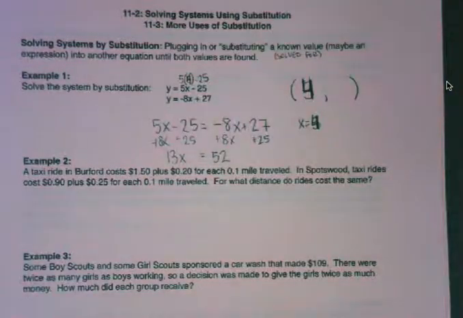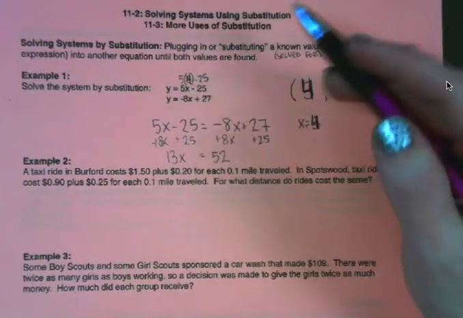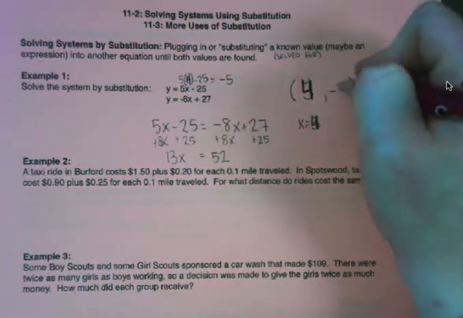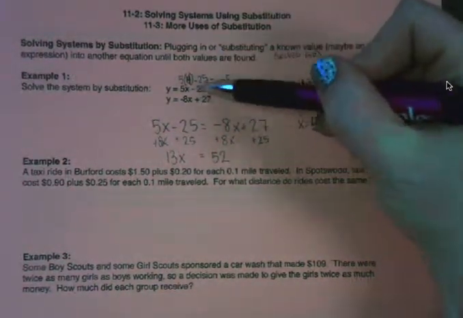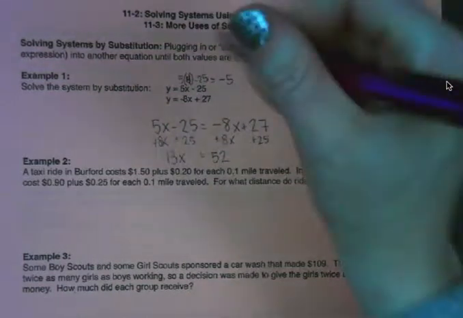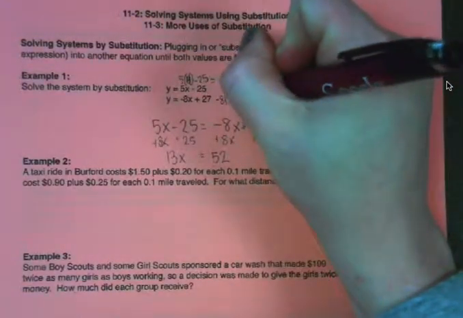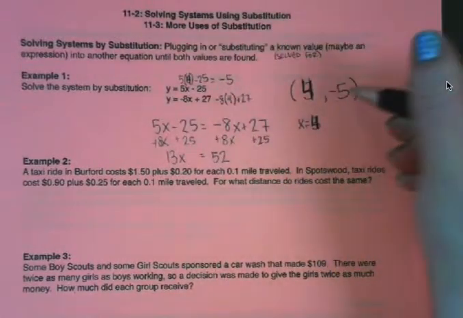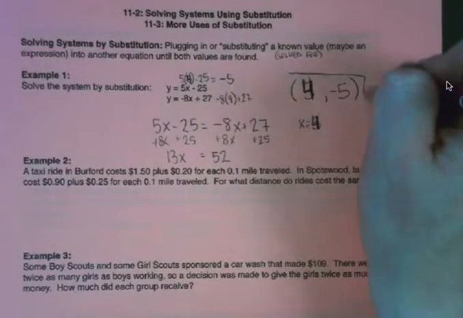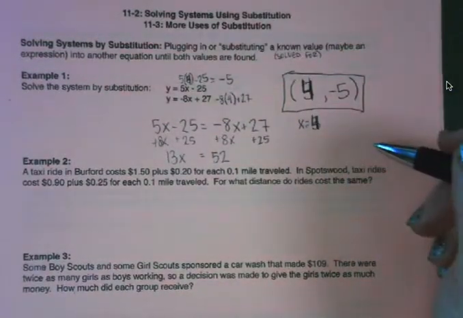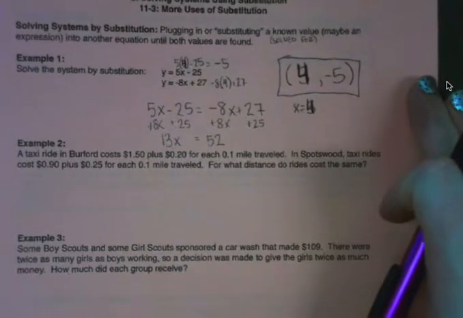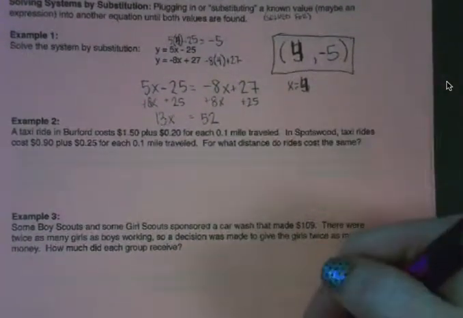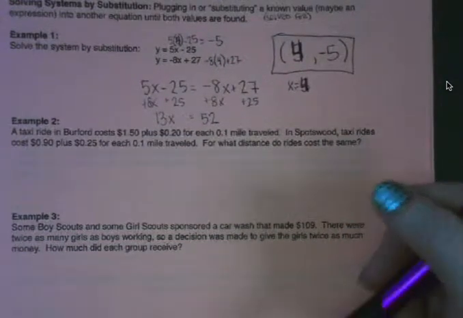Okay, so then 20 minus 25 is negative 5. Does it matter which one I plug into? Absolutely not, as long as you have the right number. So negative 8 times 4 plus 27, negative 32 plus 27, still negative 5. So there's our solution solved by substitution. So a lot quicker than graphing, really. The rest of these not only practice substitution, but also writing the equations.